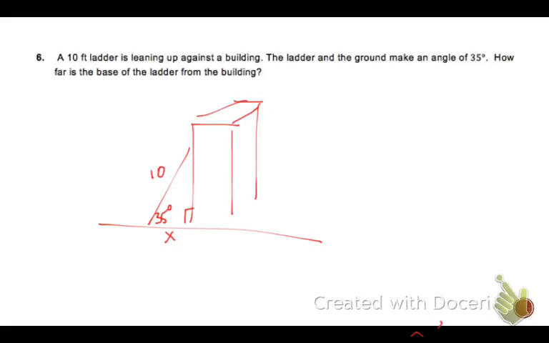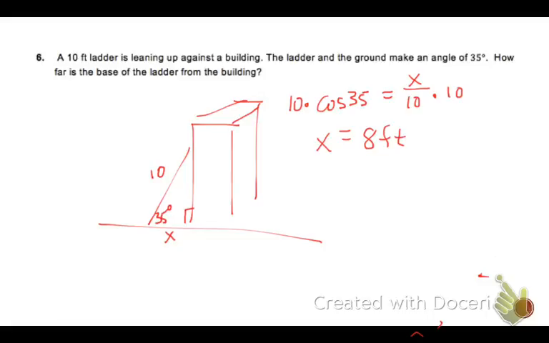So we look at what we know and what we want to know. We know that angle. We want to know the side that's adjacent. We know the hypotenuse in the situation. So adjacent and hypotenuse, that's our cosine function. So we can set up an equation that says the cosine of 35 degrees equals x over 10. Then if you multiply both sides by 10, so on your calculator, take 10 times the cosine of 35, and you should get approximately 8 feet.